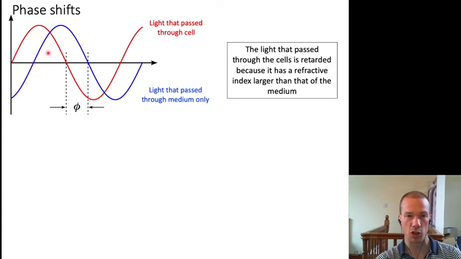So this is after the light has passed fully through the cell. We have the red light here, the red waveform. It's been retarded relative to that of the light which passed through the media only. And the amount that it's been retarded is denoted by phi. In this case, we're going to call phi an angle, and we're going to have units of radians.